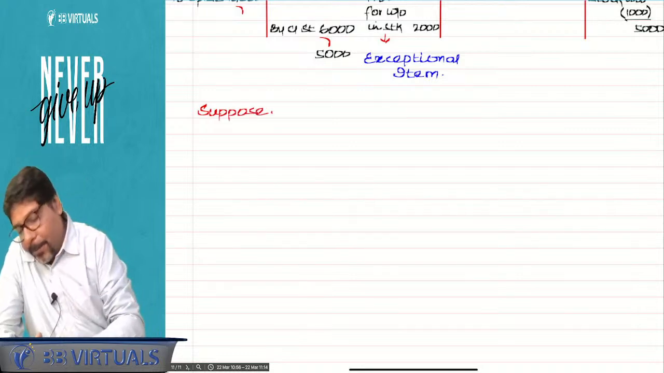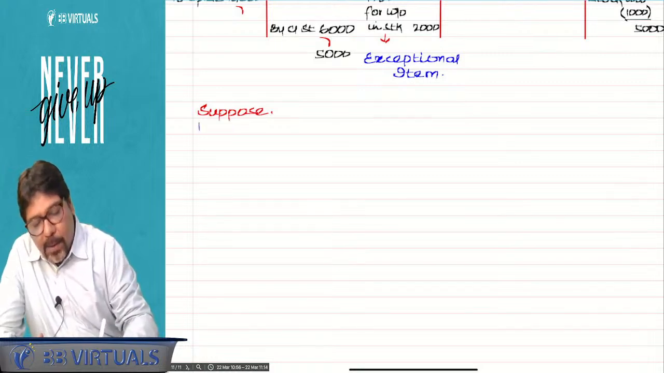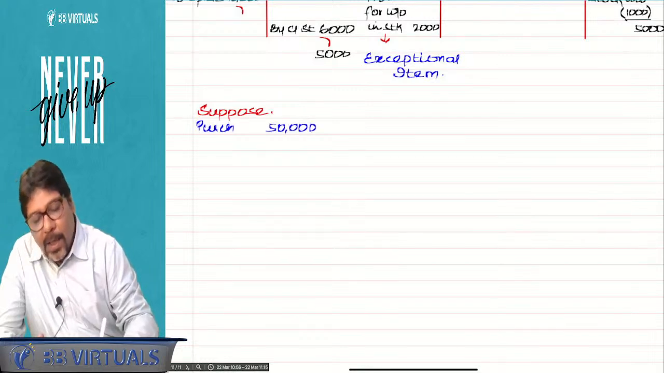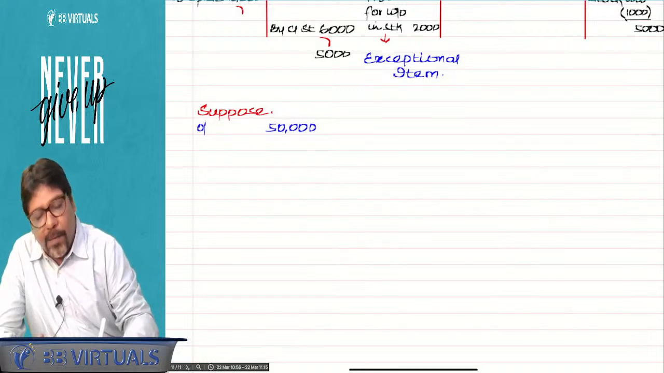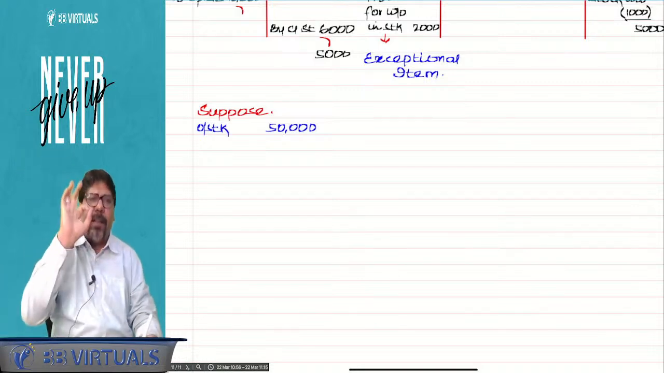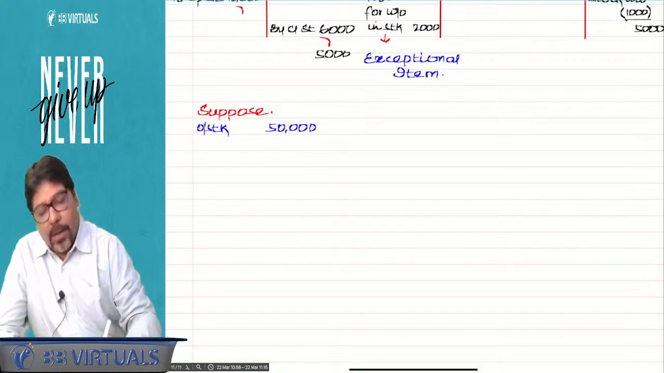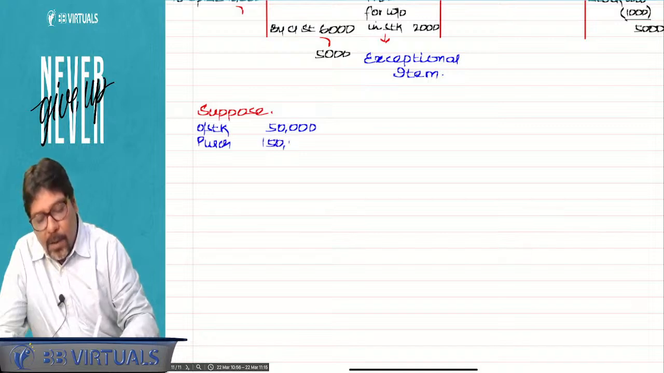Suppose I tell you: purchase is 10, purchase 50,000. Purchase 59, opening stock 50,000. Okay, sir. Understand this also, very, very important. This will be required when we are solving questions. Opening stock 50,000. Purchase is 1 lakh 50. Very good.